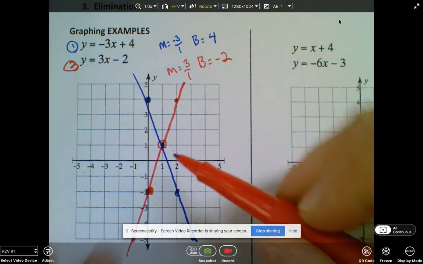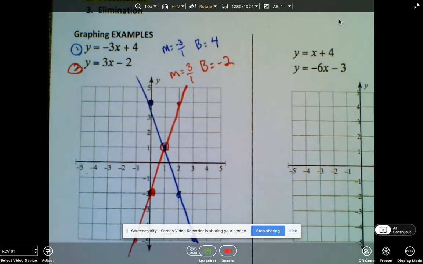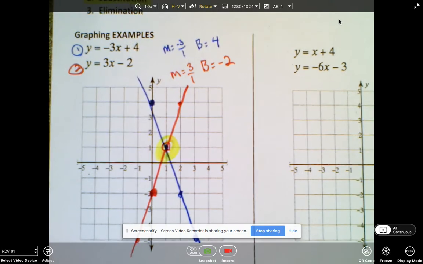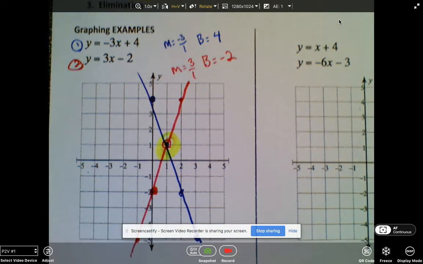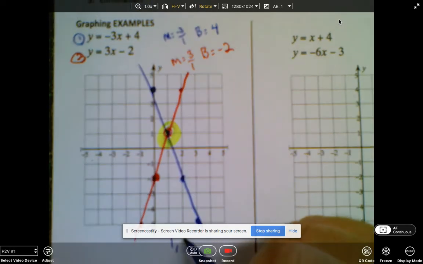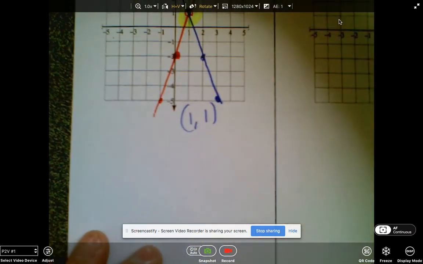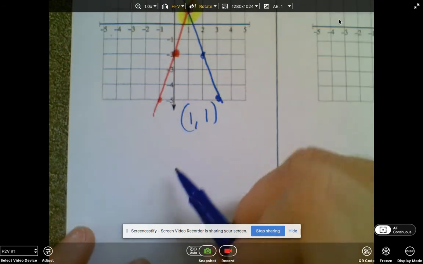This system crosses at this coordinate right here. Can someone tell me the solution to this graphing? Yeah, so you're going to write 1, 1. And so make sure you write that at the bottom. If you tested it, it would work for both.